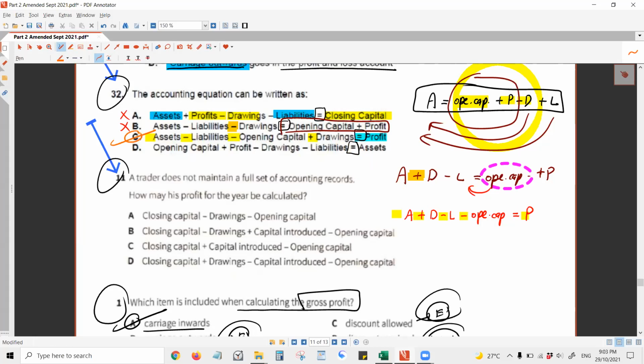Now, to confirm that the D is wrong, let me do it again. Let's see what is the quickest way. I think we can just refer, right? We need to have the assets at one side, which is the same as this, right? So check the sign. Plus opening capital, no problem. Plus profit, no problem. Minus drawing, no problem. Plus liability, but they minus liability, which is wrong. That's why D is not the answer.